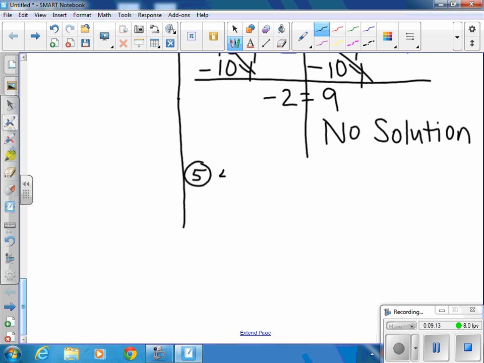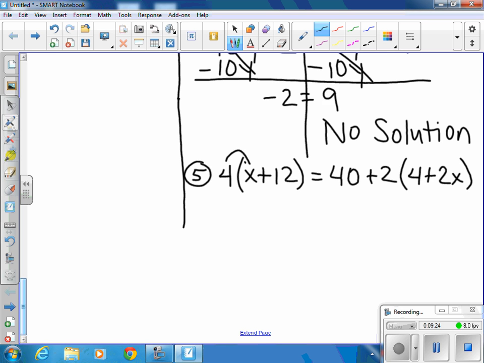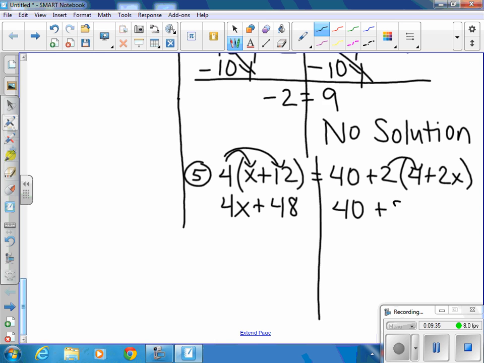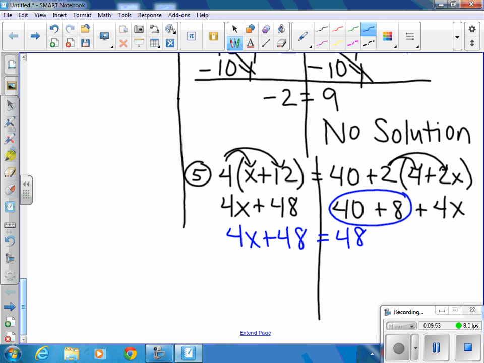All right, and then the last one that we will take a look at has a little bit more of our steps in it that we can apply. So the first thing we want to do is distribute. 4 times x is 4x. 4 times 12 is 48. Here's your wall. On the other side, leave the 40. You're going to distribute the 2. So 2 times 4 is going to give you positive 8. 2 times 2x is going to give you positive 4x. You have to combine your like terms next. On the right-hand side is the only side that you do have like terms. So that 40 plus 8 need to go together. So we have 4x plus 48 equals 48 plus 4x.